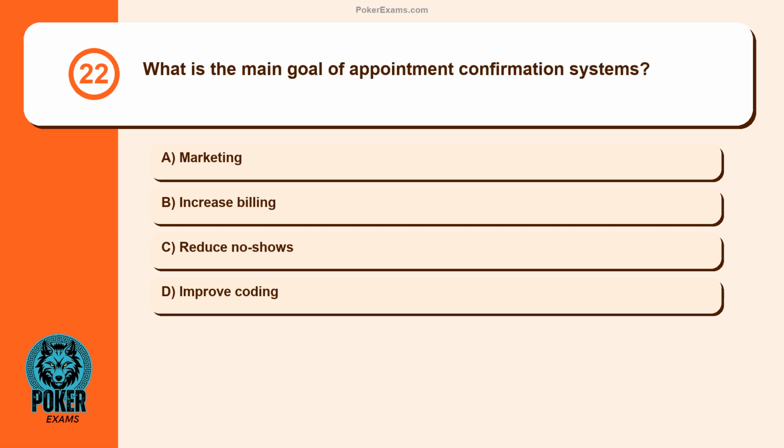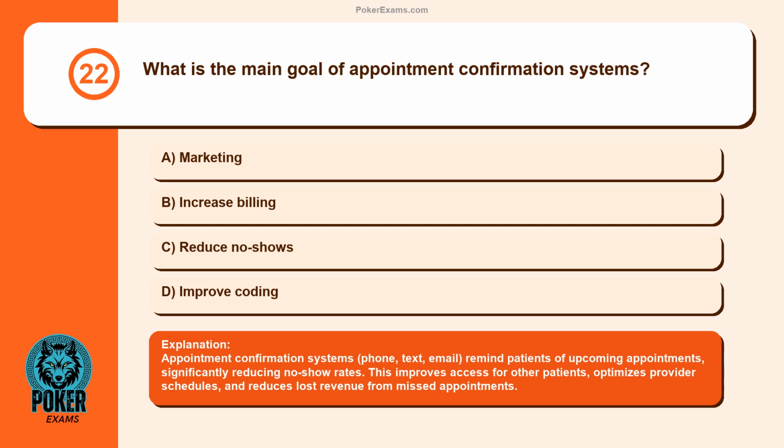Question 22. What is the main goal of appointment confirmation systems? Marketing, increase billing, reduce no-shows, improve coding. Appointment confirmation systems, phone, text, email, remind patients of upcoming appointments, significantly reducing no-show rates. This improves access for other patients, optimizes provider schedules, and reduces lost revenue from missed appointments.